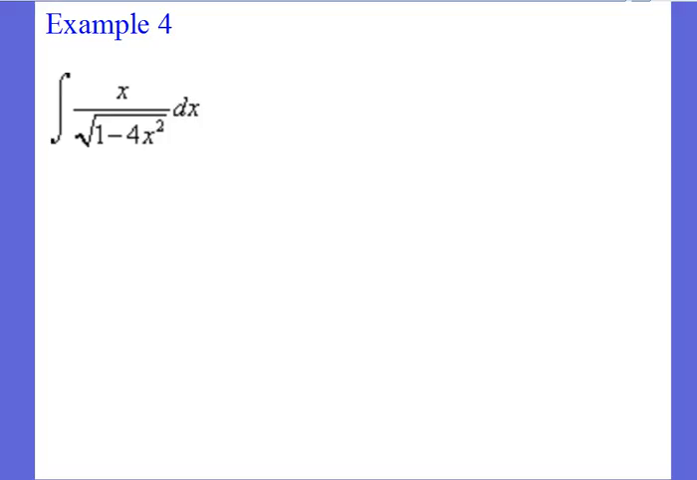So what am I going to have to do? Move the bottom to the top. Can I do that? Yeah. If I do that, what's it going to look like? x times (1 minus 4x squared) to the negative 1/2. So yeah, does that look a little bit better? At least we don't have to deal with the quotient, right?